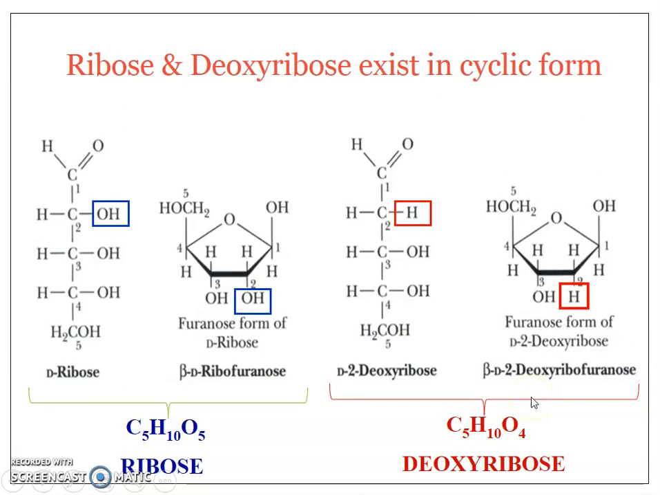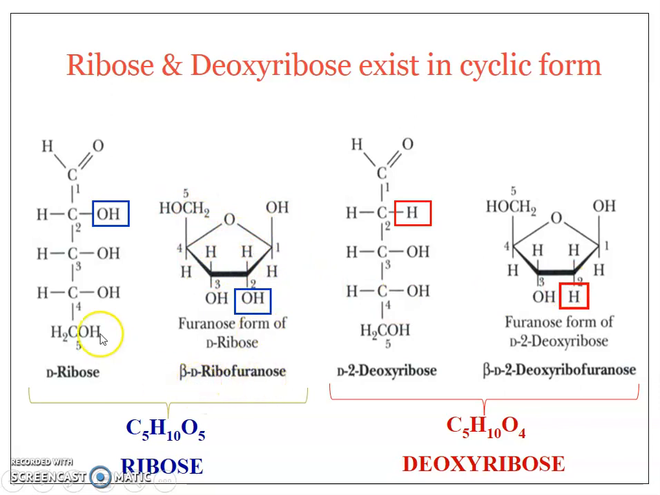So ribose and deoxyribose, in the case of RNA and DNA, exist in cyclic form. We can see here the second position hydroxyl group, and what happens to the deoxyribose? So it is 2-deoxyribose. This is the structure. And this structure is known as a furanose structure, and hence the name is beta D ribofuranose.